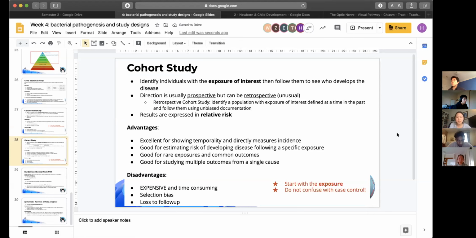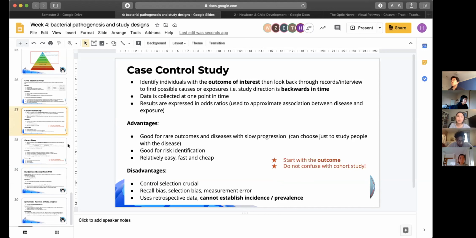So it can also be a retrospective cohort study. That's where you identify a population with the exposure of interest, and then you go backwards looking for unbiased documentation, and you see within the unbiased documentation whether they eventually develop the disease. So the study design for the cohort study is always going to be moving forwards in time, whereas in the case control study, it's always backwards in time. You're always going backwards.